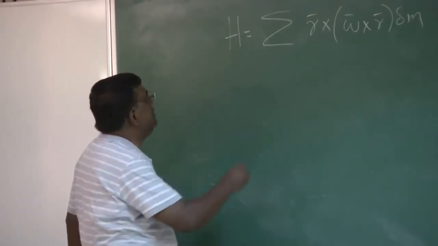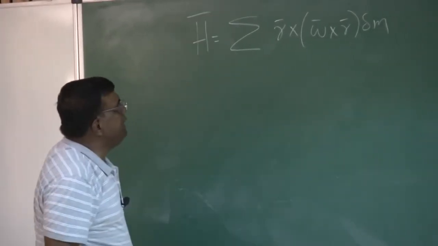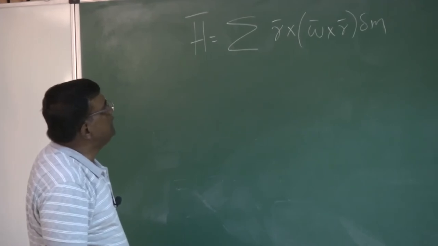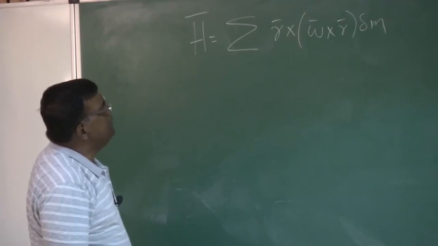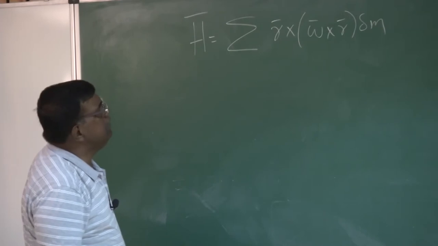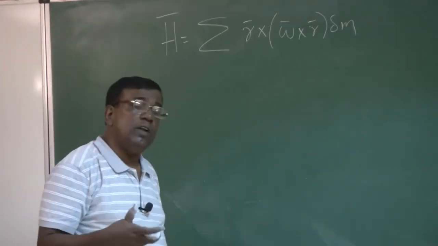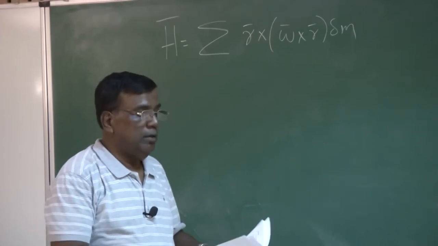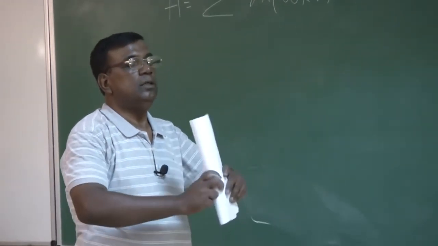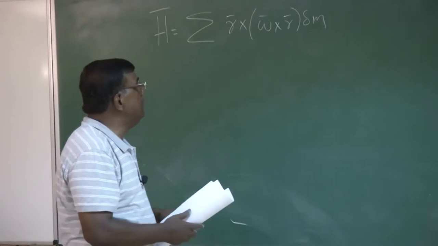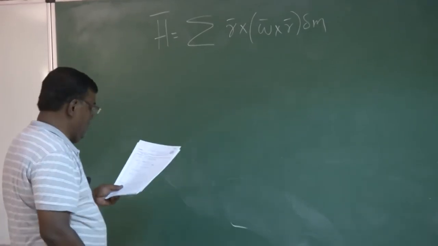We'd like to understand by expanding this. Before we do this, please understand R is the distance of any elemental mass with respect to the center of mass. Omega is the angular velocity of the rotating frame, that is the body which is rotating with respect to the inertial frame, and delta m is the elemental mass.